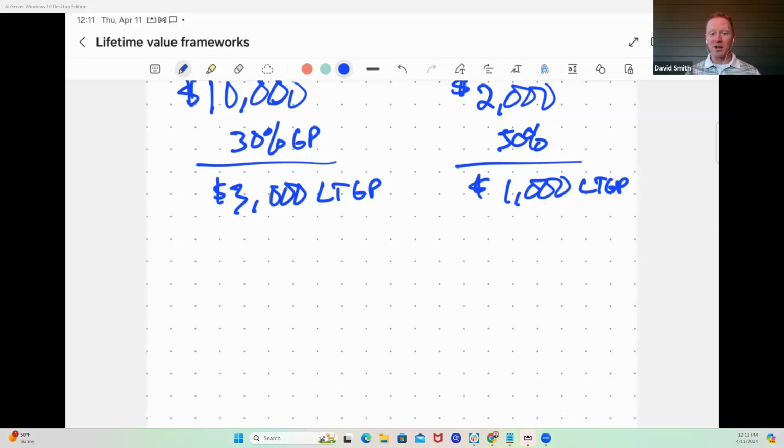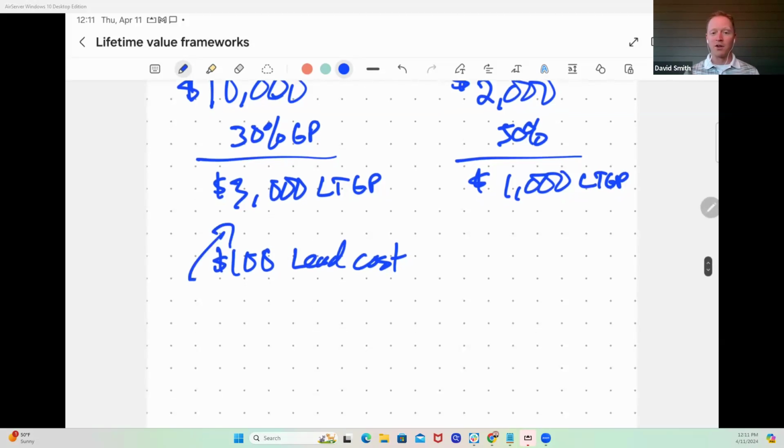Now we're going to use it to understand, okay, what does it cost me to get these customers? If in one example it costs you $100 to get a lead, and this is lead cost, what that tells you is, okay, if it only costs you $100 but you stand to make $3,000, your lead cost, the cost for you to get customers, can go all the way up to $3,000 before you break even on that customer.